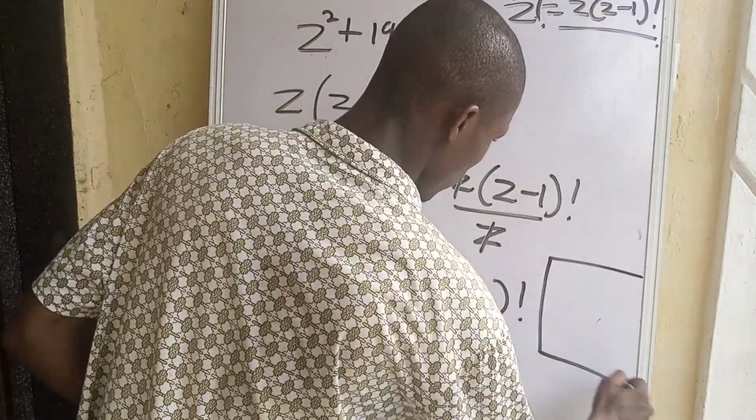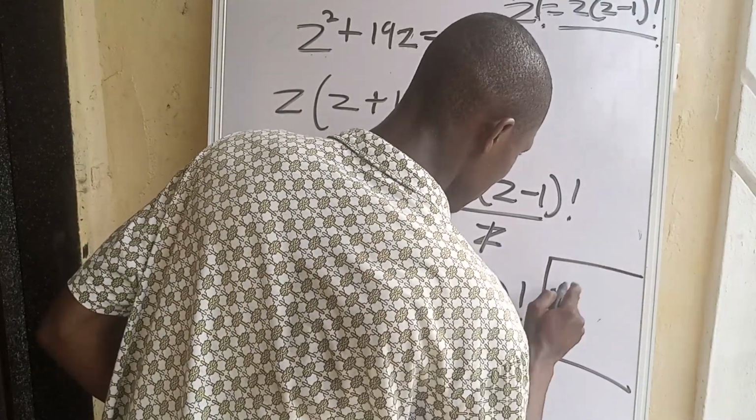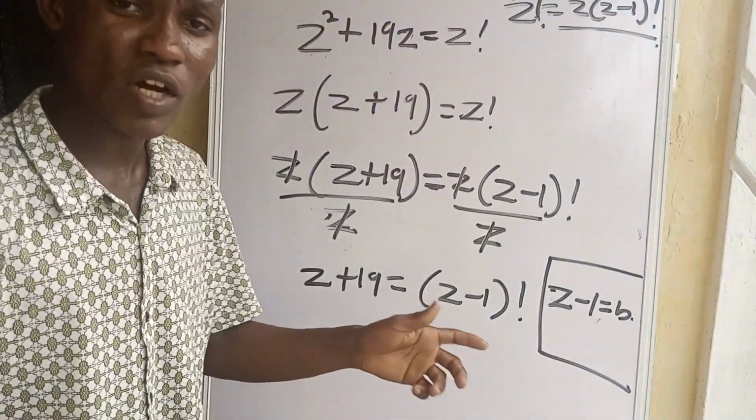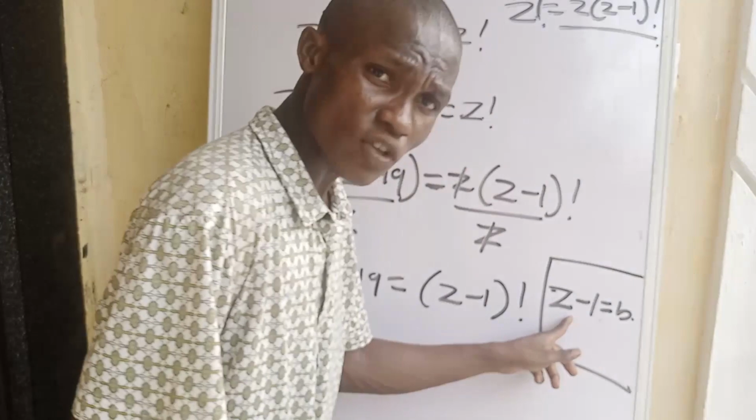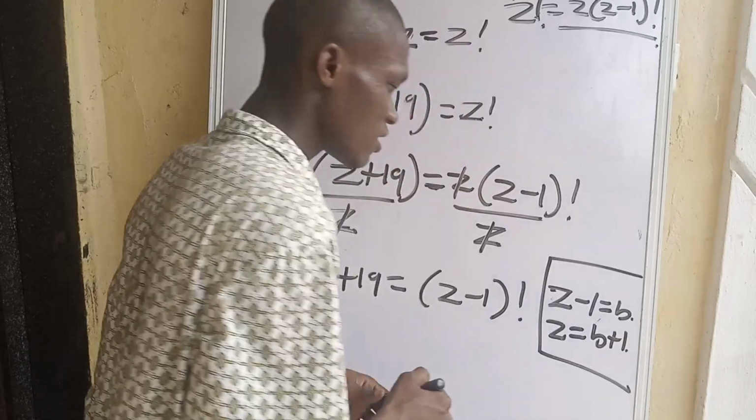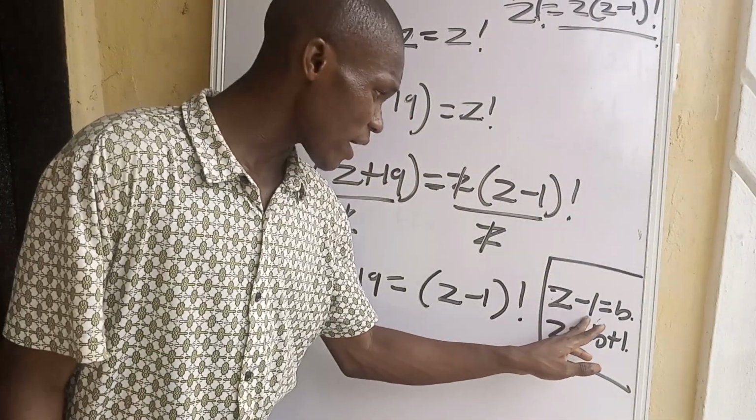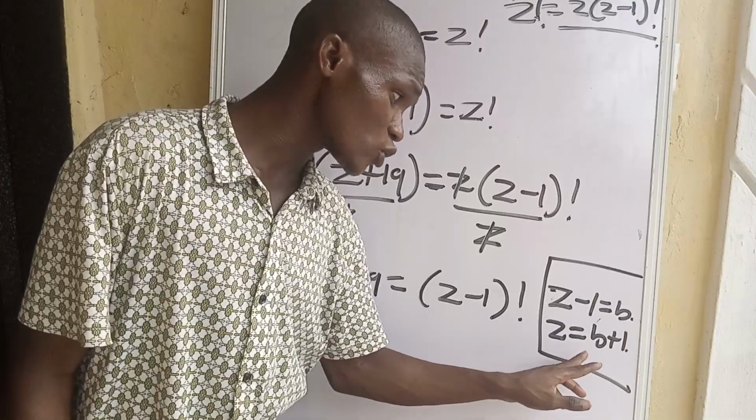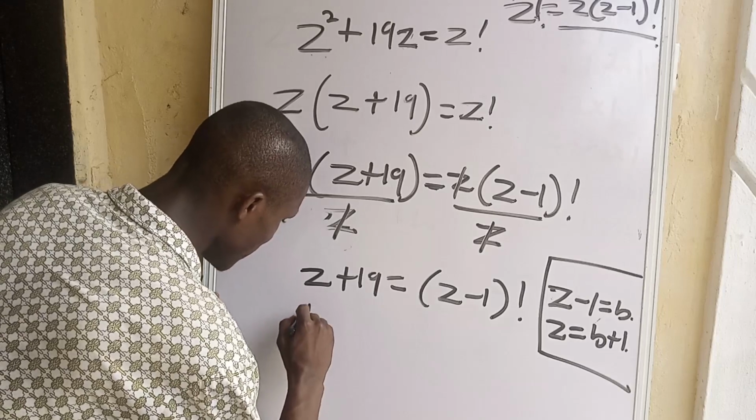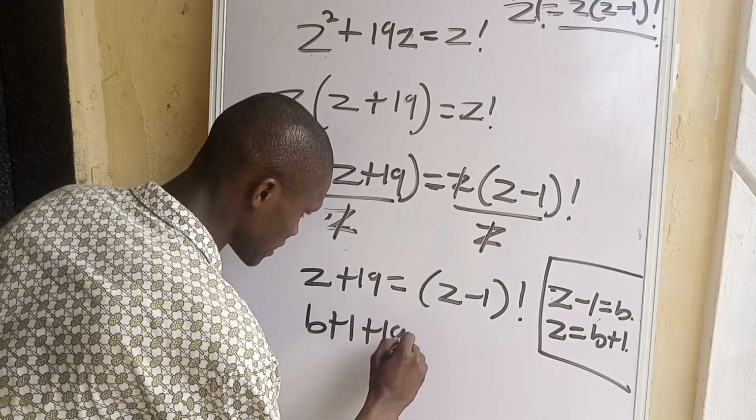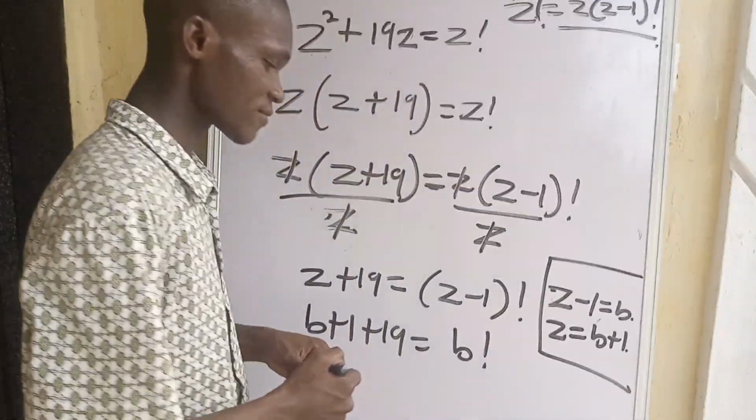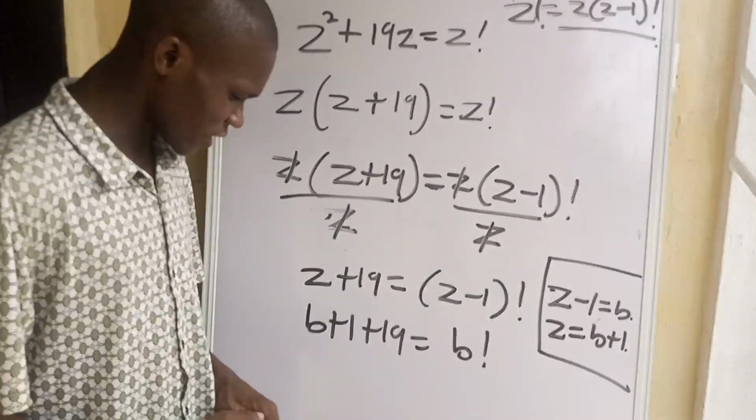So what are we going to do? Coming here, let's say z minus 1 equals to b. In other words, making z the subject of formula, we can say z is equals to b plus 1, right? Okay, in other words, whenever we see z minus 1, we are going to put b. Then whenever we see z, we are going to put b plus 1. So coming here, we can say b plus 1 plus 19 is equals to what? What is z minus 1? z minus 1 is b. So we are having b factorial. Is it not awesome?